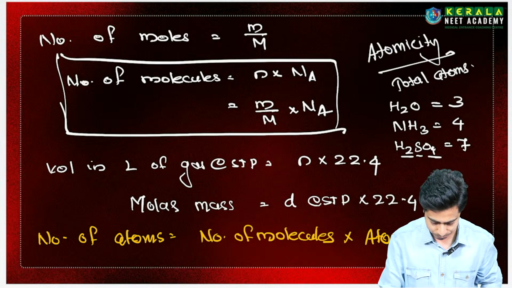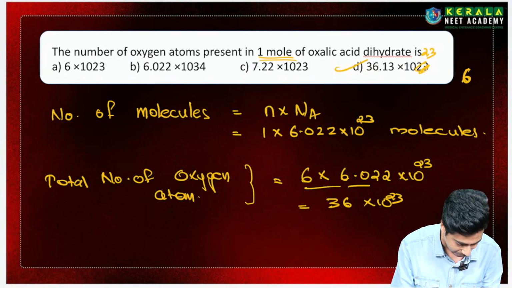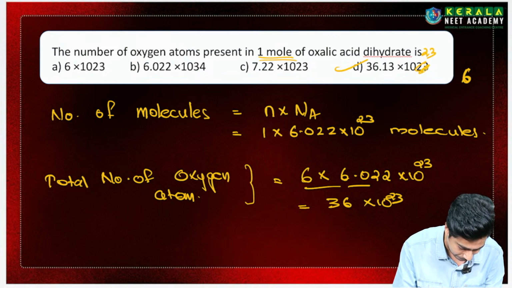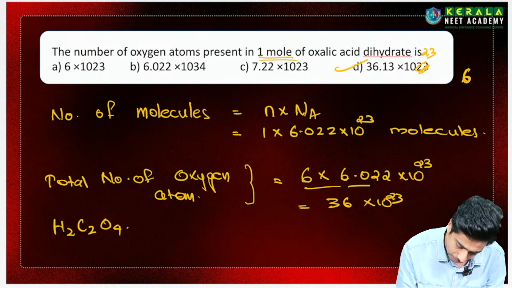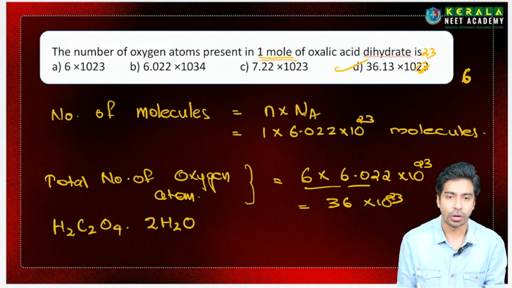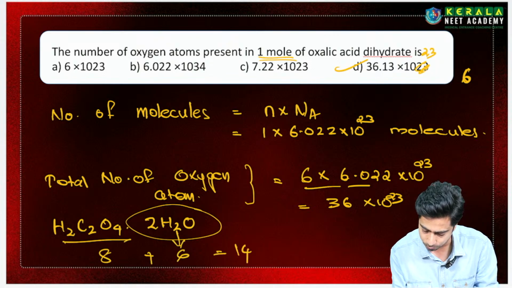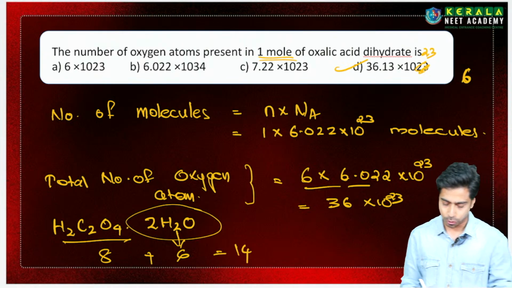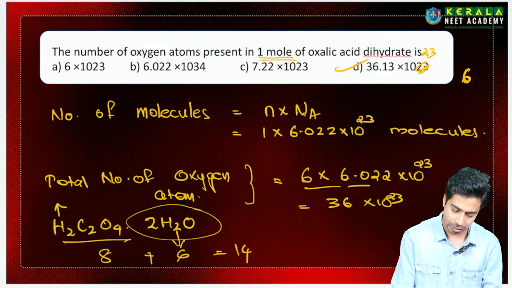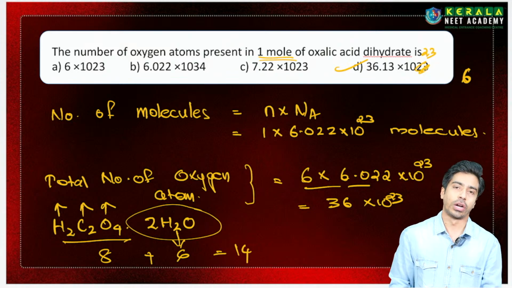In the previous question, oxalic acid dihydrate is H2C2O4 dot 2H2O. One H2O has 3 atoms, so 2H2O has 6 atoms. H2C2O4 has a total of 8 atoms. So the total atomicity is 14. For the number of electrons, calculate the electrons in H2, in C2, in O4, and in H2O.